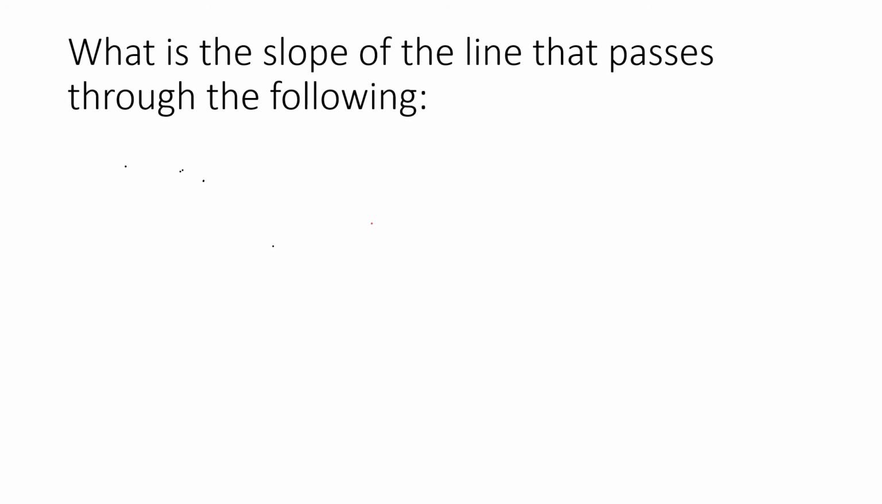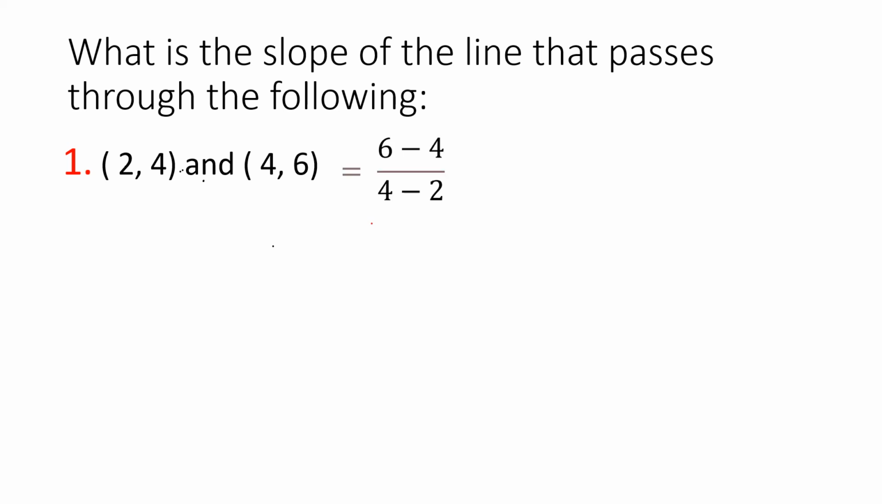Our next example, we are asked to find the slope of a line that passes through the following points. Number 1: (2, 4) and (4, 6). We are going to use the formula y sub 2 minus y sub 1 over x sub 2 minus x sub 1. Your y sub 2 is 6, y sub 1 is 4, your x sub 2 is 4, and your x sub 1 is 2. So we have 6 minus 4 over 4 minus 2. Simplifying, you have 2 over 2, which is equal to 1.